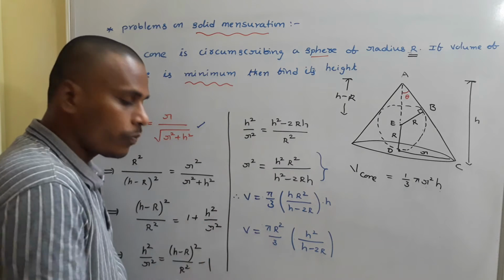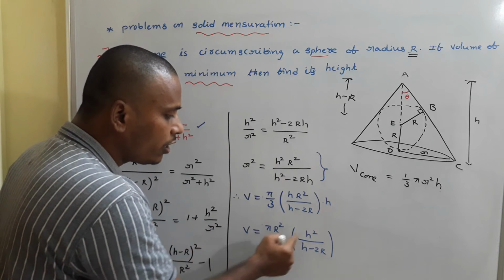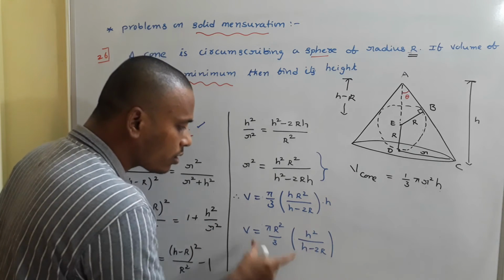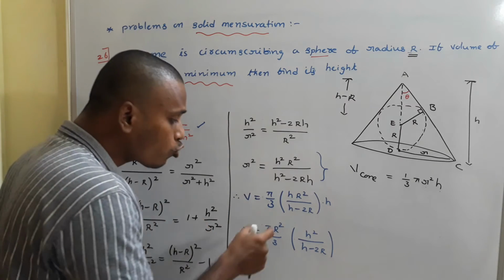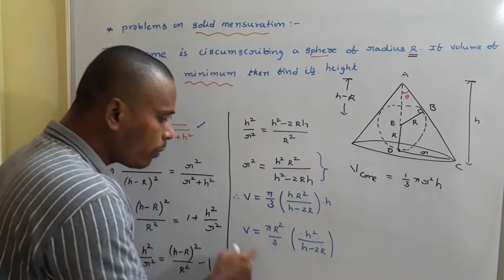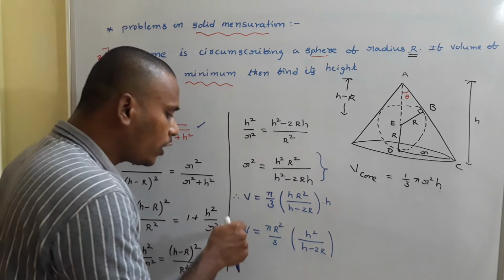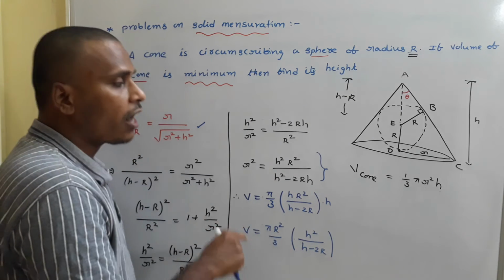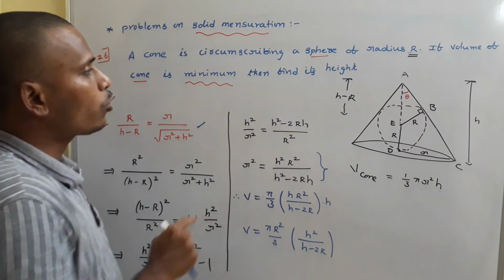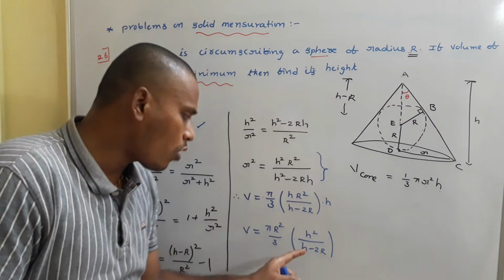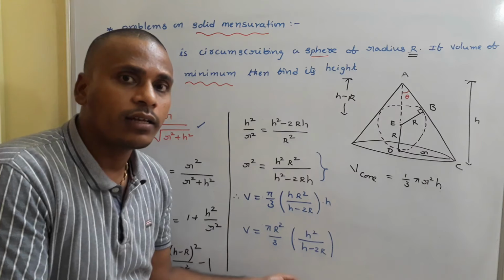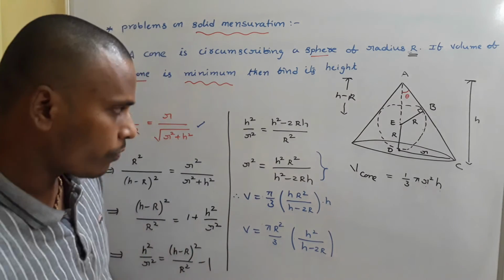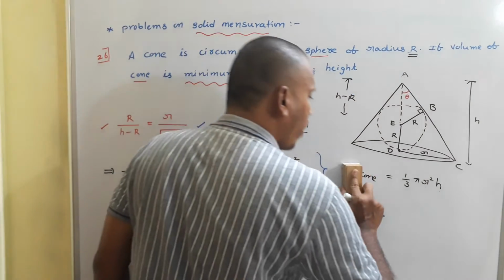You just separate it. So volume is pi r square by 3 into h square by h minus 2r. This is volume, and our task is to minimize this volume. So to minimize this volume, what we need to do? We need to do its differentiation with respect to the unknown quantity h, and we need to equalize it to 0. The question is about finding height only. So if you find height, then there ends the problem. Okay, as a critical point, if you find height, there ends the problem.